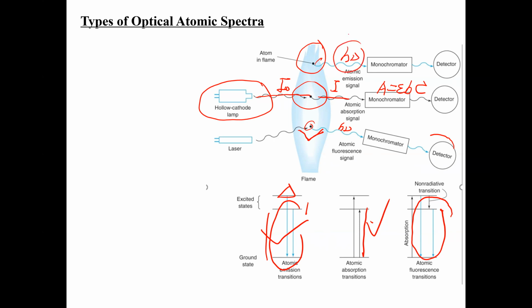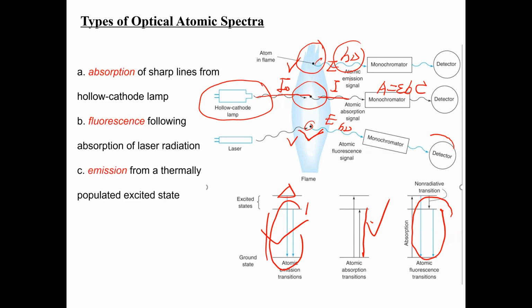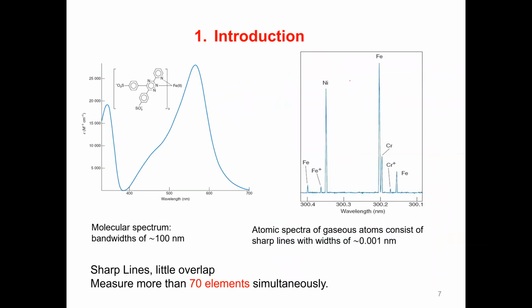So you can see it's similar to other techniques. The top one and the bottom one, emission and fluorescence, both are emission spectra. And the middle one is the absorption spectrum. This is what we need to know at the beginning.